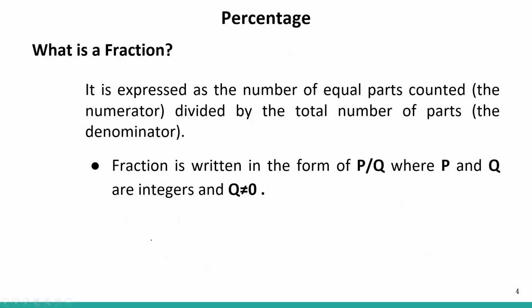So let's see the next detail. What is a fraction? It is expressed as a number of equal parts counted, the numerator, divided by the total number of parts, the denominator. So a fraction is nothing but just two numbers. A number remains in the upper part, above the fraction bar. This is called the fraction bar.